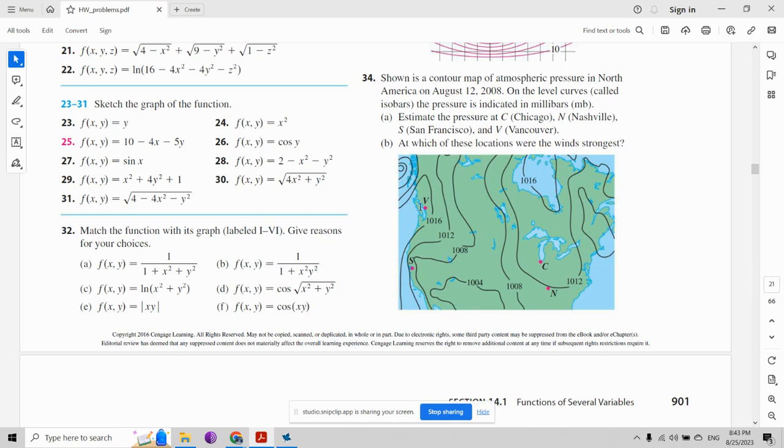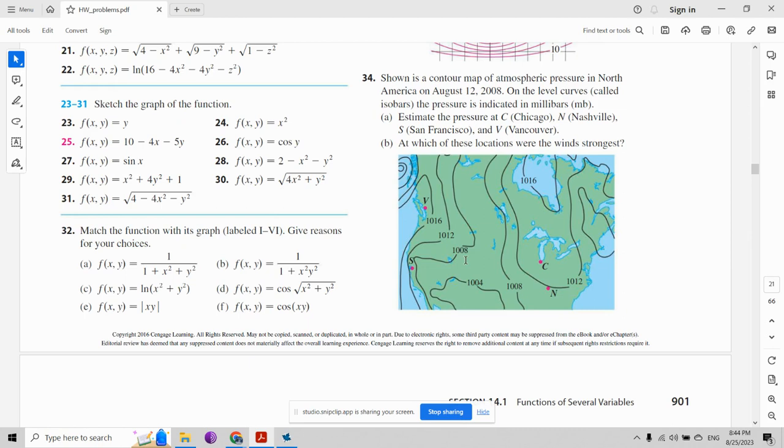So let's look at, for example, what happens around Vancouver, given by this point V, and San Francisco. So I can pretty much estimate the pressure at the points. Once I have a good enough sample of these level curves, I can estimate the value of the function at nearby points. Like if I look at this line here from 1008 all the way to 1016, in this direction toward Vancouver, it seems like the pressure drops by 4.